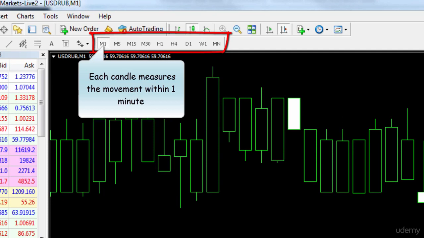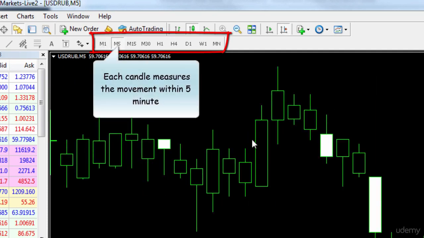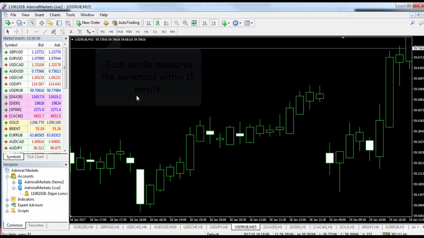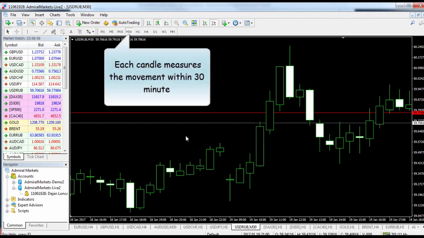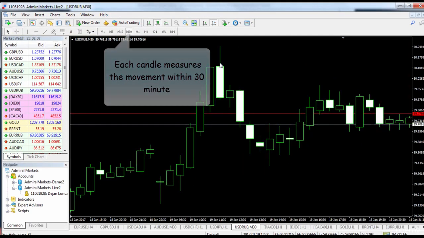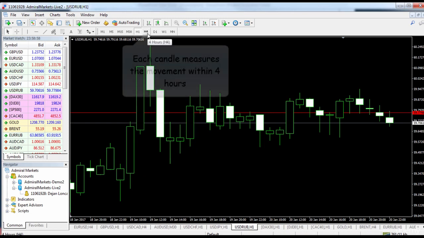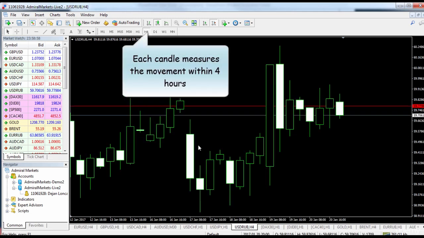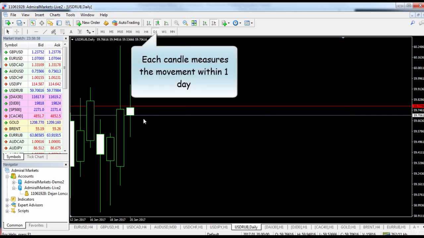M5, which means 5 minutes, represents the movement within 5 minutes. M15 represents the movement within 15 minutes. M30 represents the movement within half an hour. H1 represents the movement within 1 hour. Then one candle represents movement within an hour. H4 represents movement within 4 hours. D1 represents a movement during 1 day.